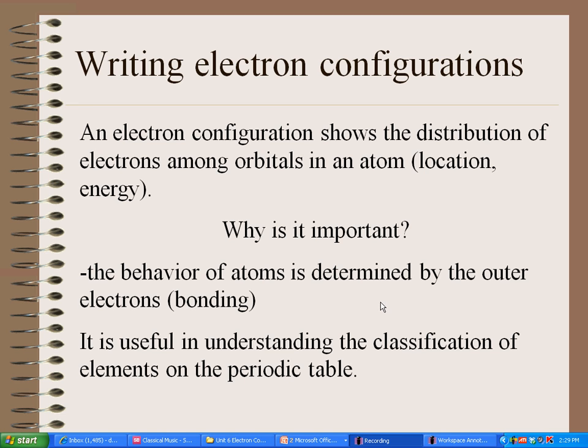All right, electron configuration shows the distribution of electrons among orbitals in an atom, where they're located, how much energy they have. Why do we need to know that? The behavior of atoms is determined by the outer electrons, that's the bonding, and it is useful in understanding the classification of elements on the periodic table.